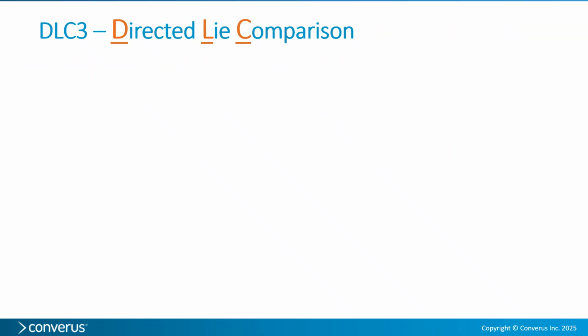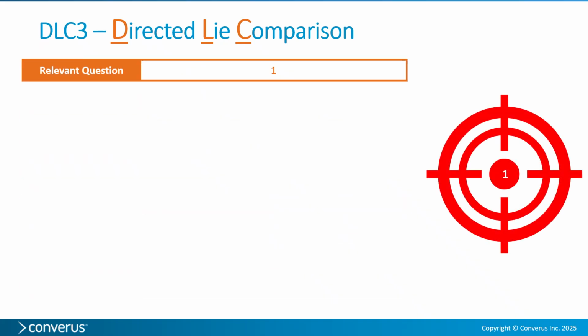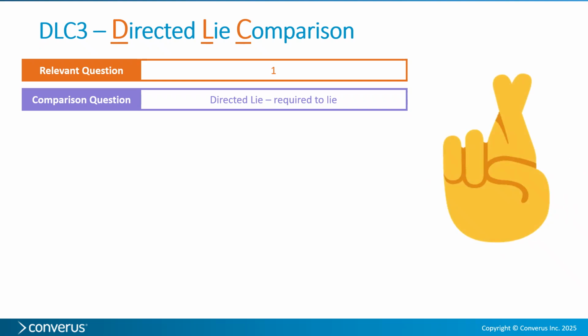Next is the DLC3 protocol. DLC stands for Directed Lie Comparison. This is an updated version of the original DLC protocol, using both field and lab study data to improve the reliability of its algorithm. DLC3 can have only one relevant topic or target issue. The comparison or baseline question is a directed lie, or one to which the examinee is required to lie.